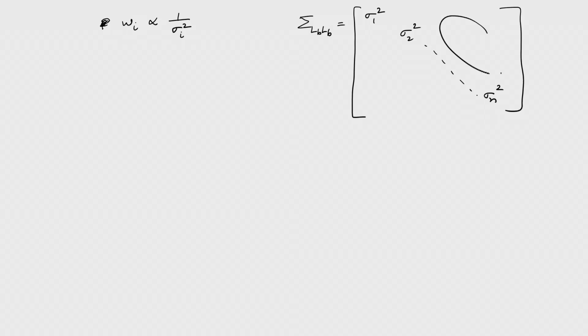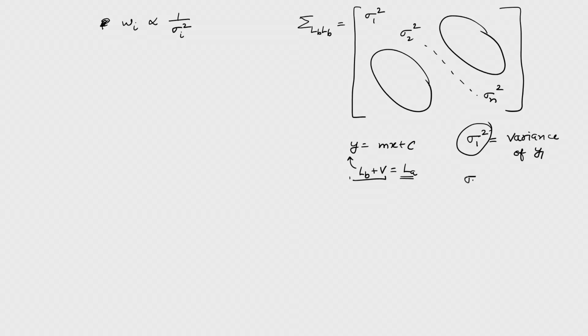Let us see, we know that the weight of an observation, let us say Wi, is proportional to 1 upon sigma i square, right? And I know sigma LB is nothing but sigma 1 square, sigma 2 square and sigma n square here, because they are all coming from the field observation. So, I say that they are uncorrelated, and in the case of y equal to mx plus c, this is LB, because if I adjust this value by V, I will get the adjusted value of A.